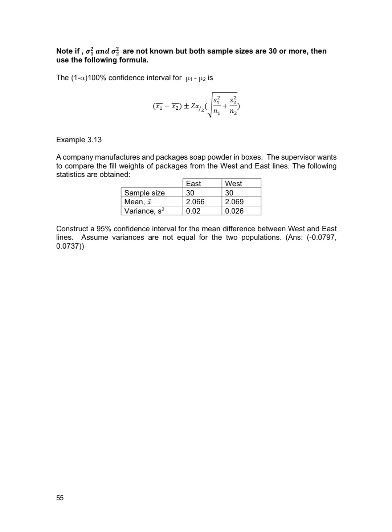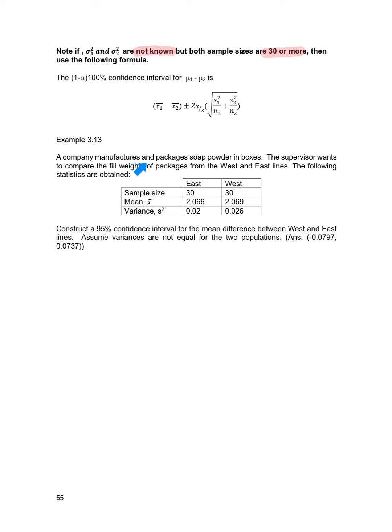Okay, now you want to look if sigma 1 square and sigma 2 square, okay, variance are not known, but both sample sizes are 30 or more, then we will use the following formula. Okay, so the 1 minus alpha 100% confidence interval for mu1 minus mu2 is x bar 1 minus x bar 2 plus minus z alpha over 2 times square root of s1 square over n1 plus s2 square over n2. Okay, so let's look into example 3.13.